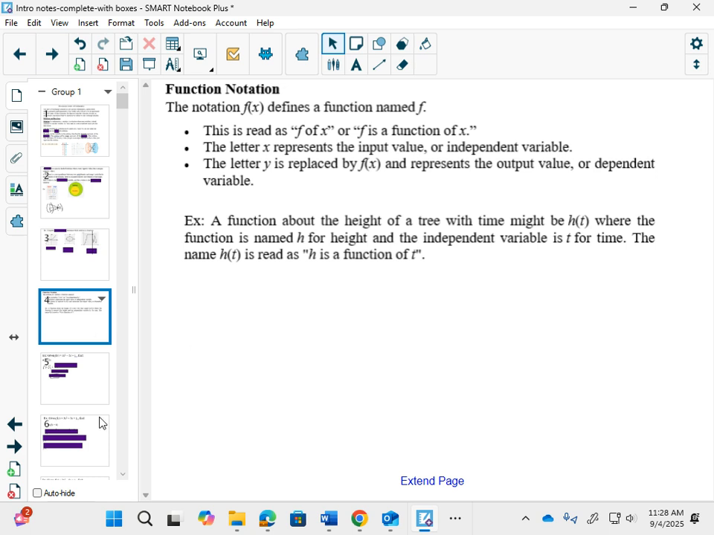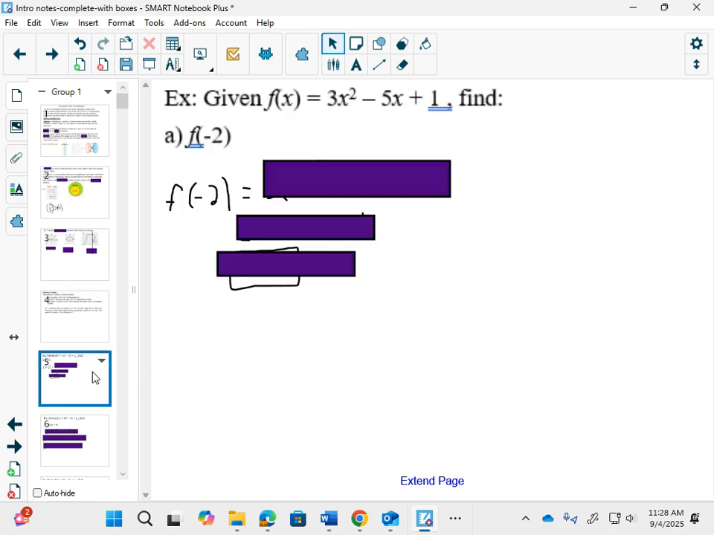So, let's do some math. Given f of x is that equation, it's a parabola, you have to figure out f of negative 2. Try this one on your own. See what you come up with. You can try the next couple of them.